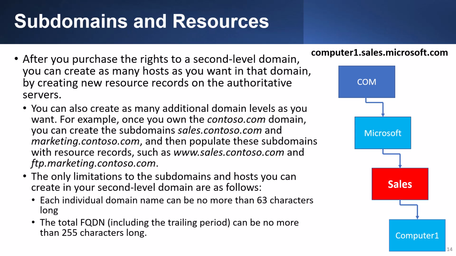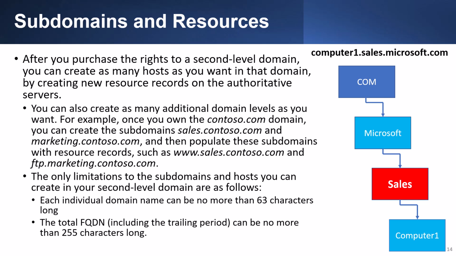After you purchase the rights to a second-level domain, you can create as many hosts as you want in that domain by creating new resource records on the authoritative servers. You can also create as many additional domain levels as you want. For example, once you own the contoso.com domain, you can create the subdomains sales.contoso.com and marketing.contoso.com, and then populate these subdomains with resource records such as www.sales.contoso.com and ftp.marketing.contoso.com. The only limitations to the subdomains and hosts you can create in your second-level domains are as follows.